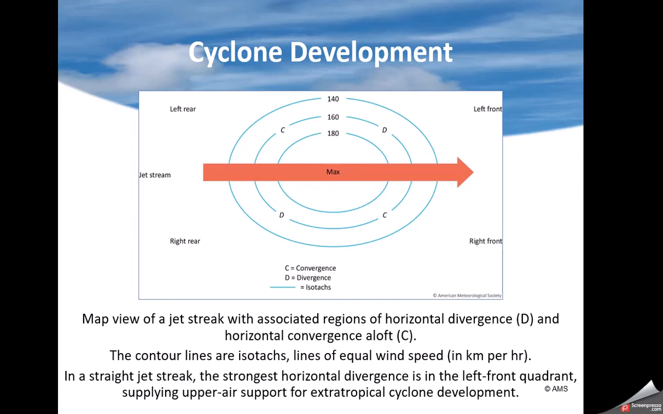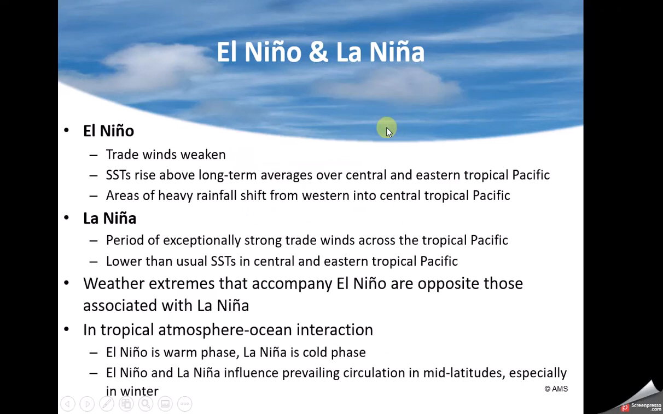Here's the jet streak, left front quadrant of a jet where the air begins to get the strongest winds. There's your best divergence, and the right rear is the other area. These are the areas where they come across thunderstorms, bad weather tends to occur.